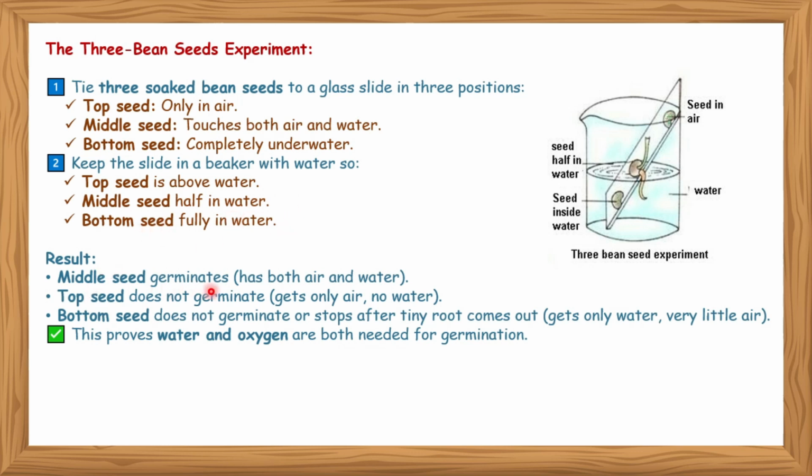Result: the middle seed germinates, as it has both air and water. The top seed does not germinate, as it gets only air, no water. The bottom seed only germinates or stops after tiny roots come out, as it gets only water and very little air. This proves water and oxygen are both needed for germination.